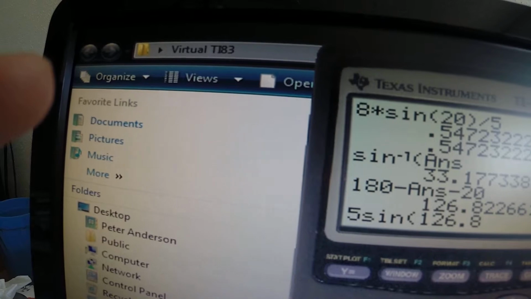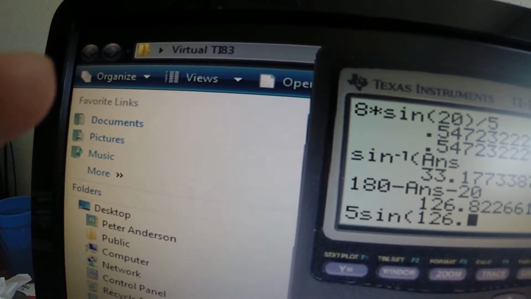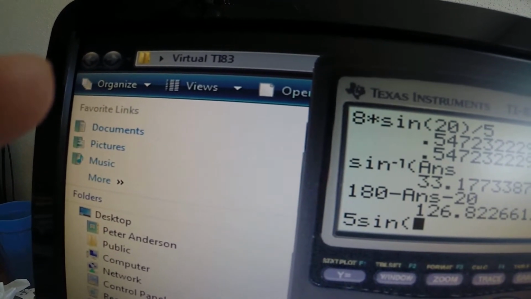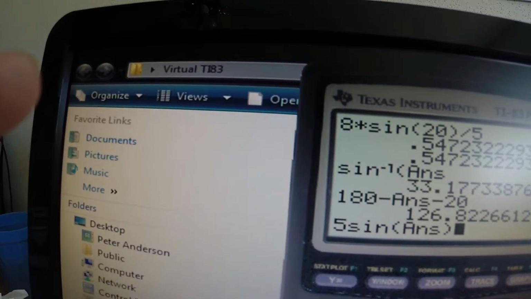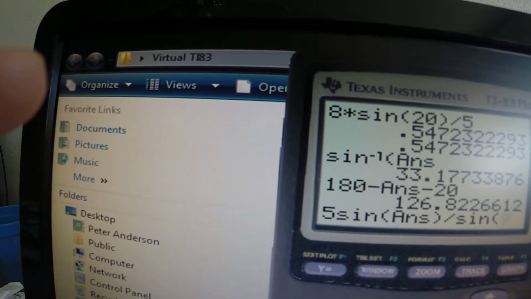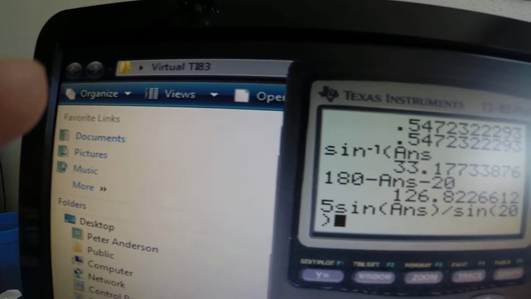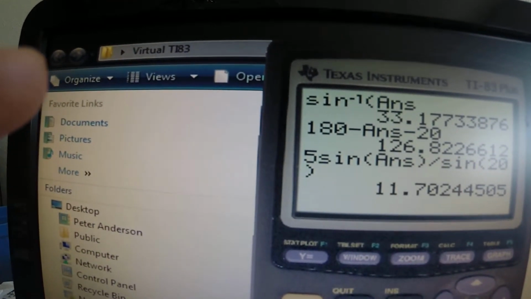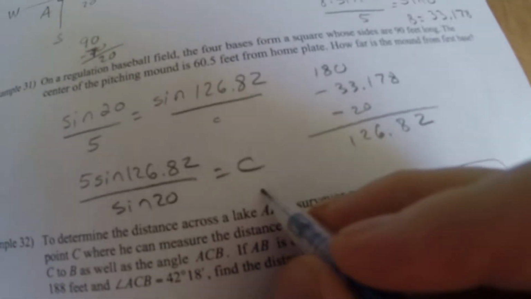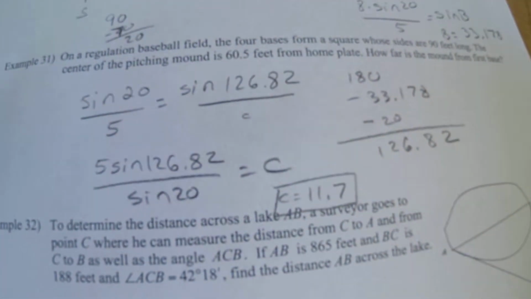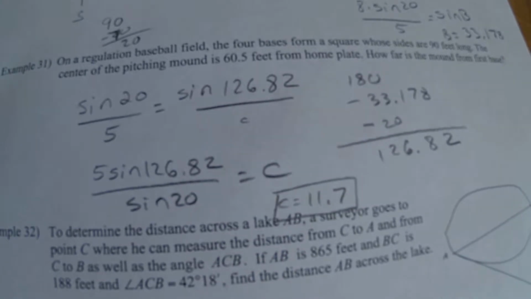Oh, look, I can be more precise. I'm going to delete this. Second answer divided by sine 20. And enter. 11.7. So C is going to be 11.7. And there's my answer. Alright.